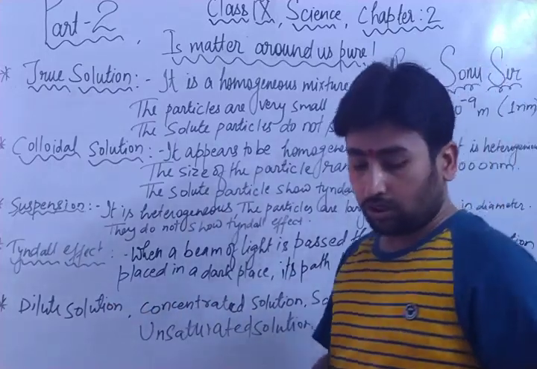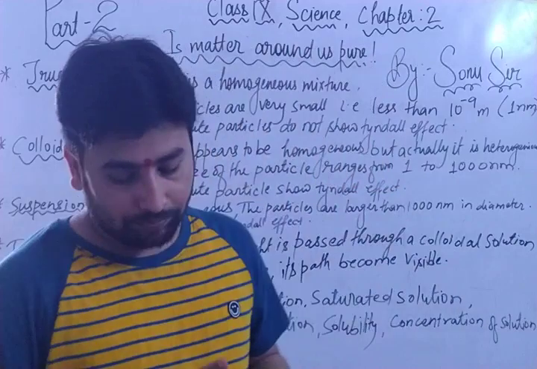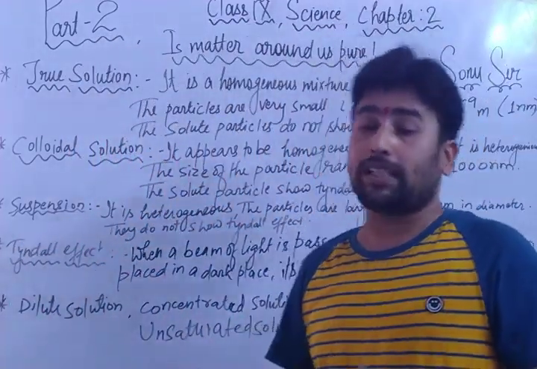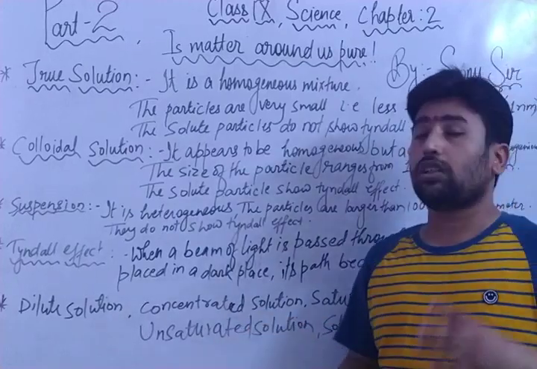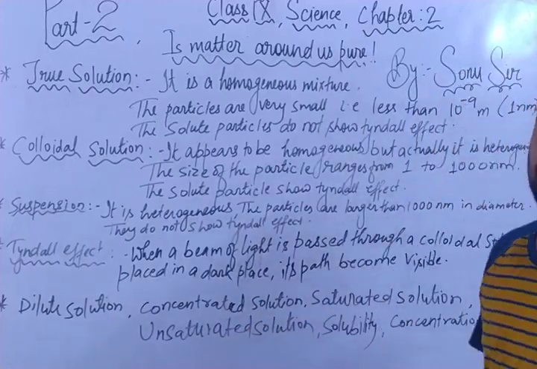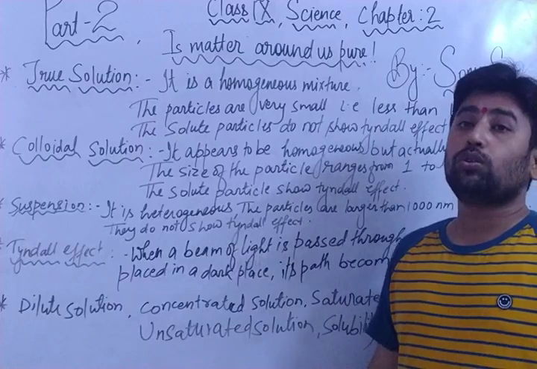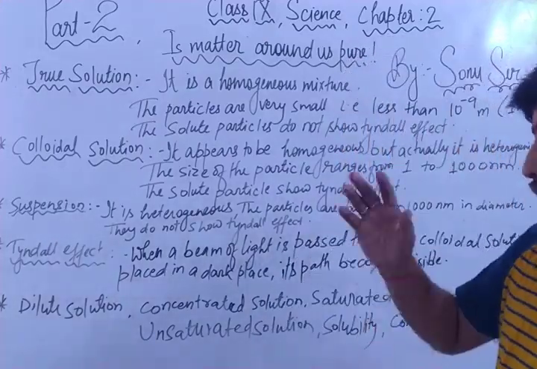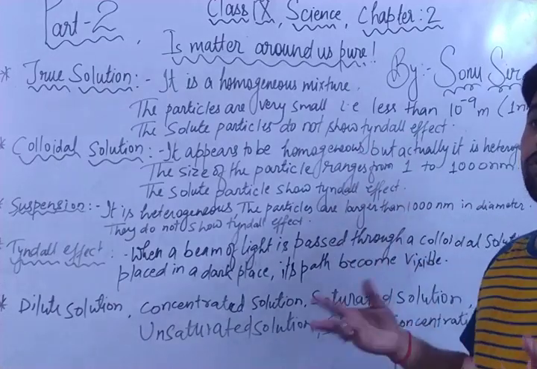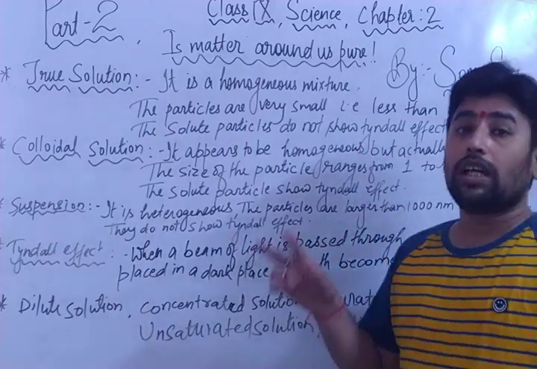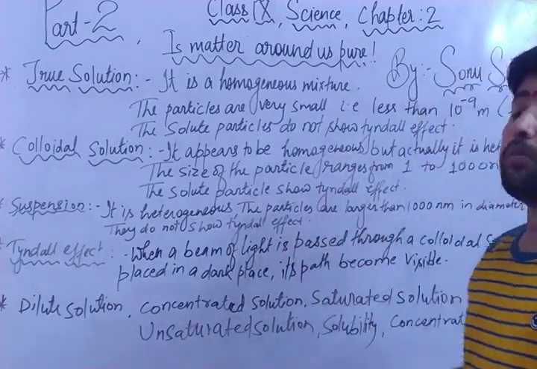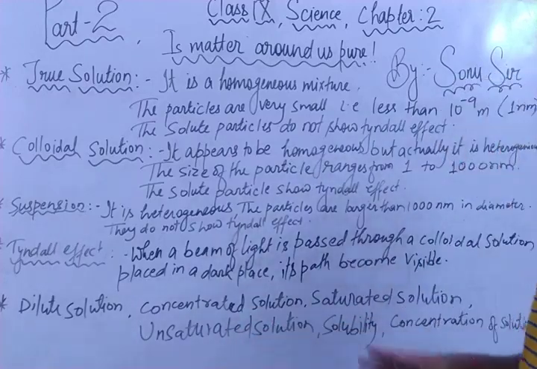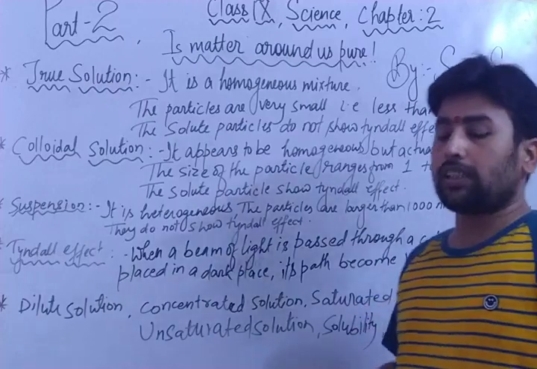Second is concentrated solution. What do you mean by concentrated solution? A solution having a large amount of solute present in it. You may have seen concentrated H2SO4, sulfuric acid, from which fumes come out. Because in that solution a larger amount of solute and less solvent is present, it's called a concentrated solution.